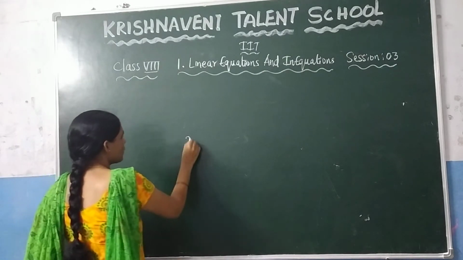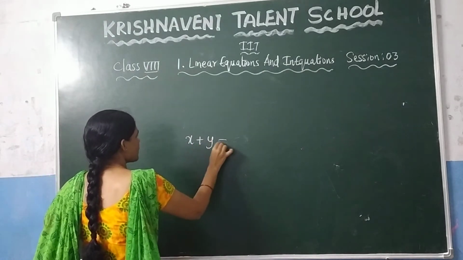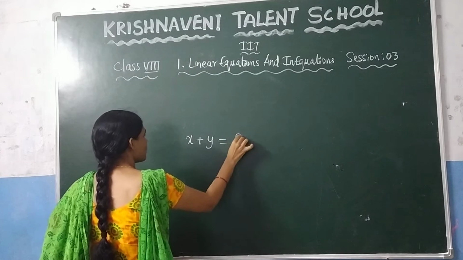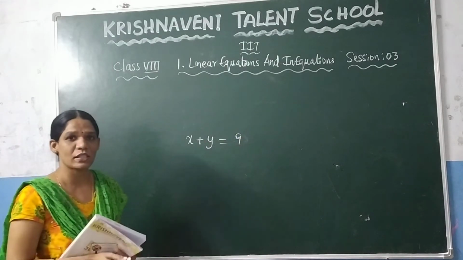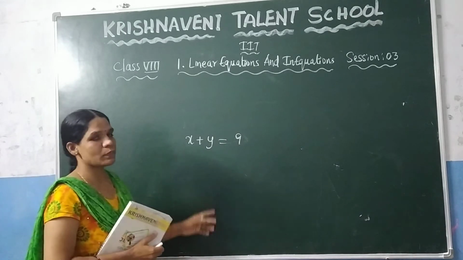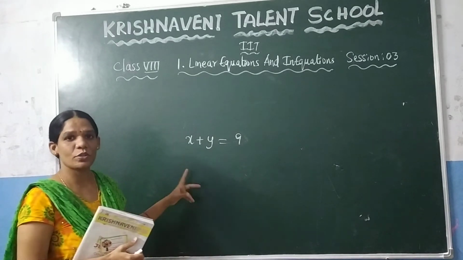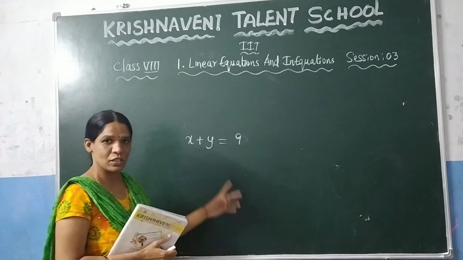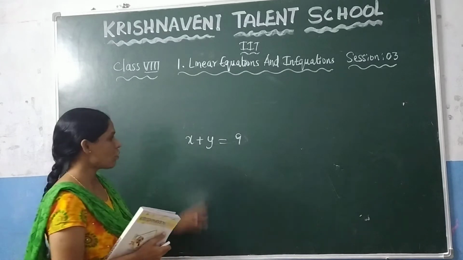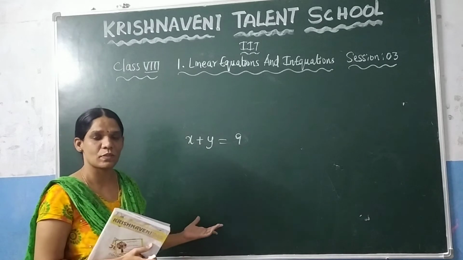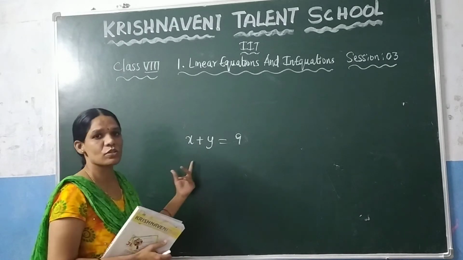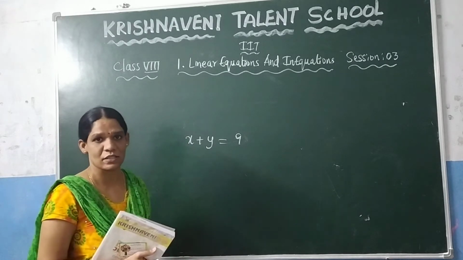Suppose you are given a linear equation like this: x plus y is equal to 9. Here you can observe that you have two variables, which are x and y. How do you solve this linear equation? Can we solve this linear equation in this case? What is the value of x and what is the value of y? You cannot solve this one, because you will get several values of x and y based on this condition.